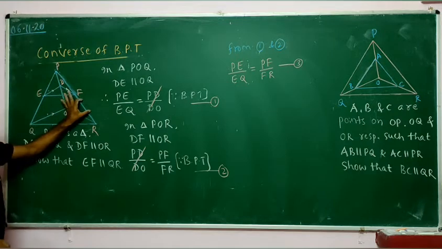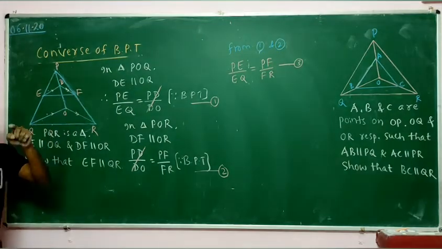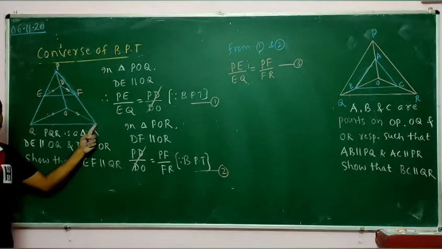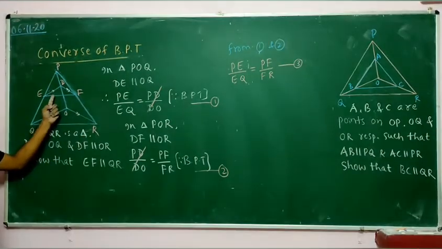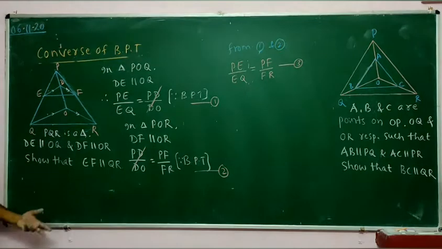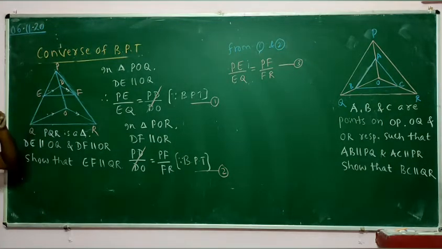PF by FR. That means the sides are proportional. Definitely the lines must be parallel. Therefore, I can say EF is parallel to QR. That is the end of the problem. And I have chosen the converse of BPT.